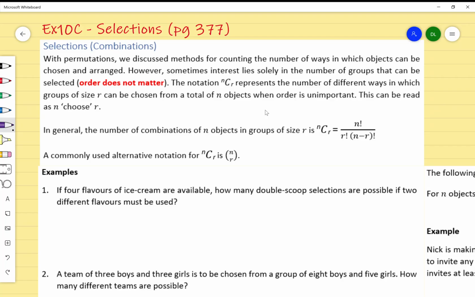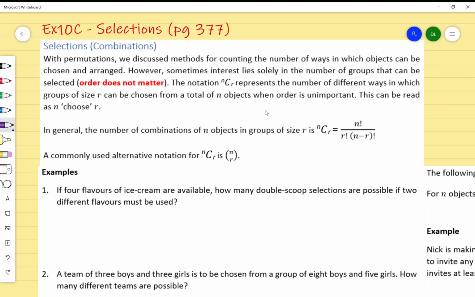So instead of using nPr, P being permutations, we're going to use C for combinations, so nCr. Just a note, selections and combinations are different names for the same thing. We still use the same variables, r being the group size and n being the number of objects, but we use nCr when we know the order doesn't matter.